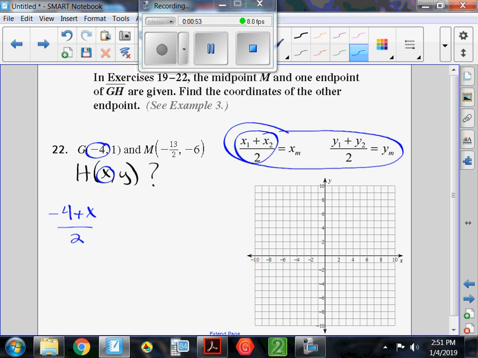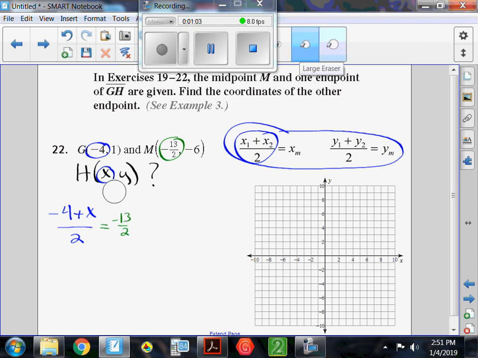Well, the x coordinate for the midpoint was already listed as -13 over 2. If you want, you could write that as a decimal. -13 divided by 2 is -6.5. Either way works. Now I'm going to solve that equation. I'm going to multiply both sides by 2.